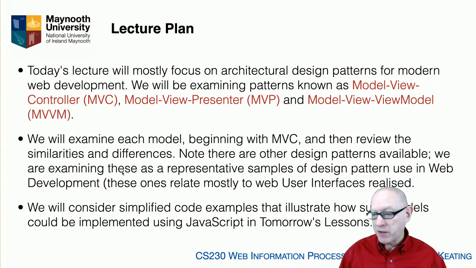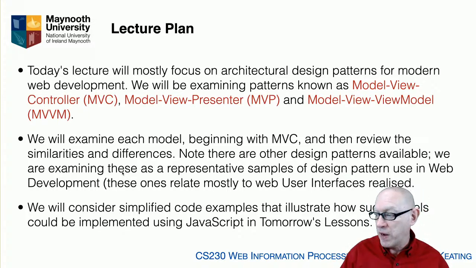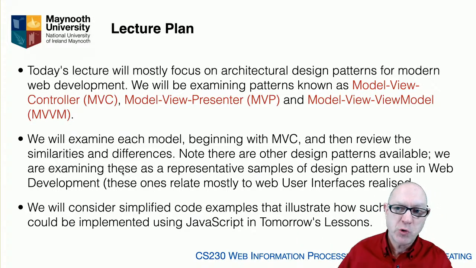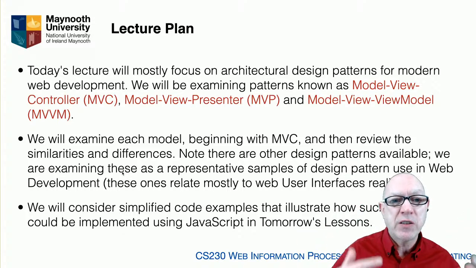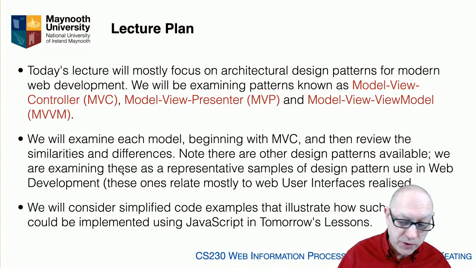There are other design patterns, and we're going to look at these as just a representative sample of the design patterns that are used in web development. These ones mostly relate to web user interfaces and how they're realized. Later on in the second half of the module, we'll be looking at API development, and we can look at models and designs for that. So this really looks at the front end parts of the web that you see and that you engage with. We're also going to look at some simplified code examples that illustrate how the models could be implemented using JavaScript in the lessons that follow tomorrow.